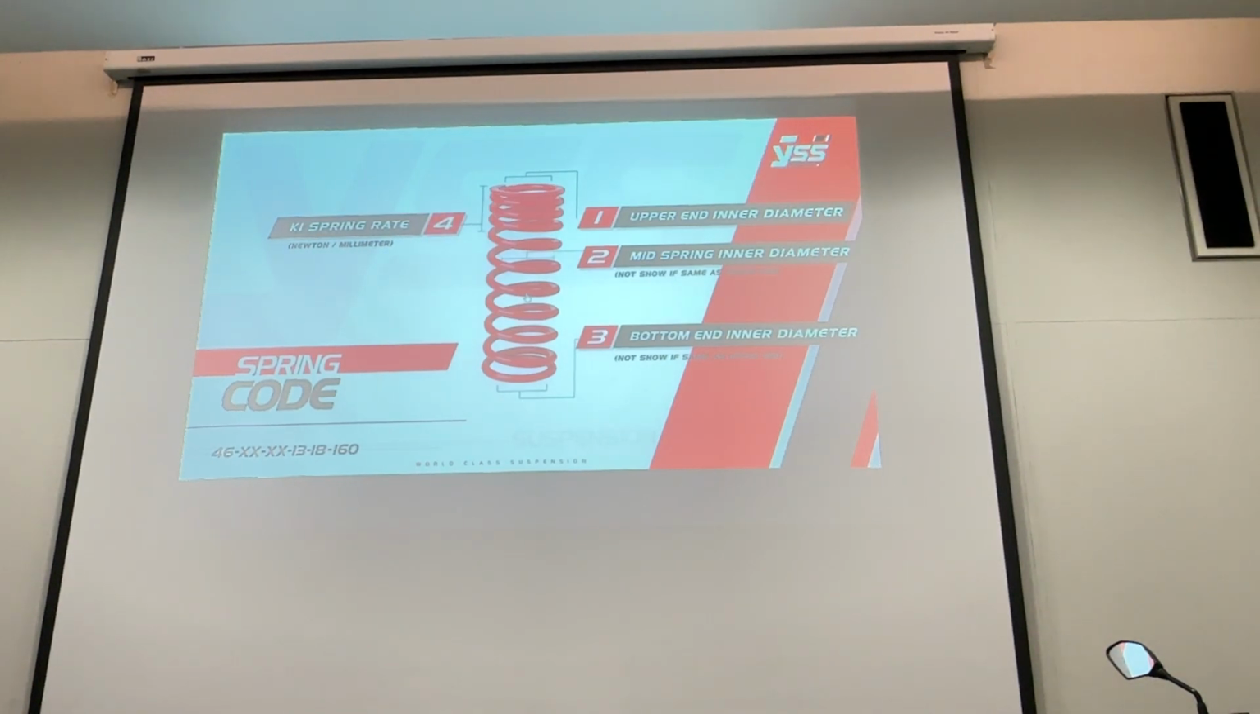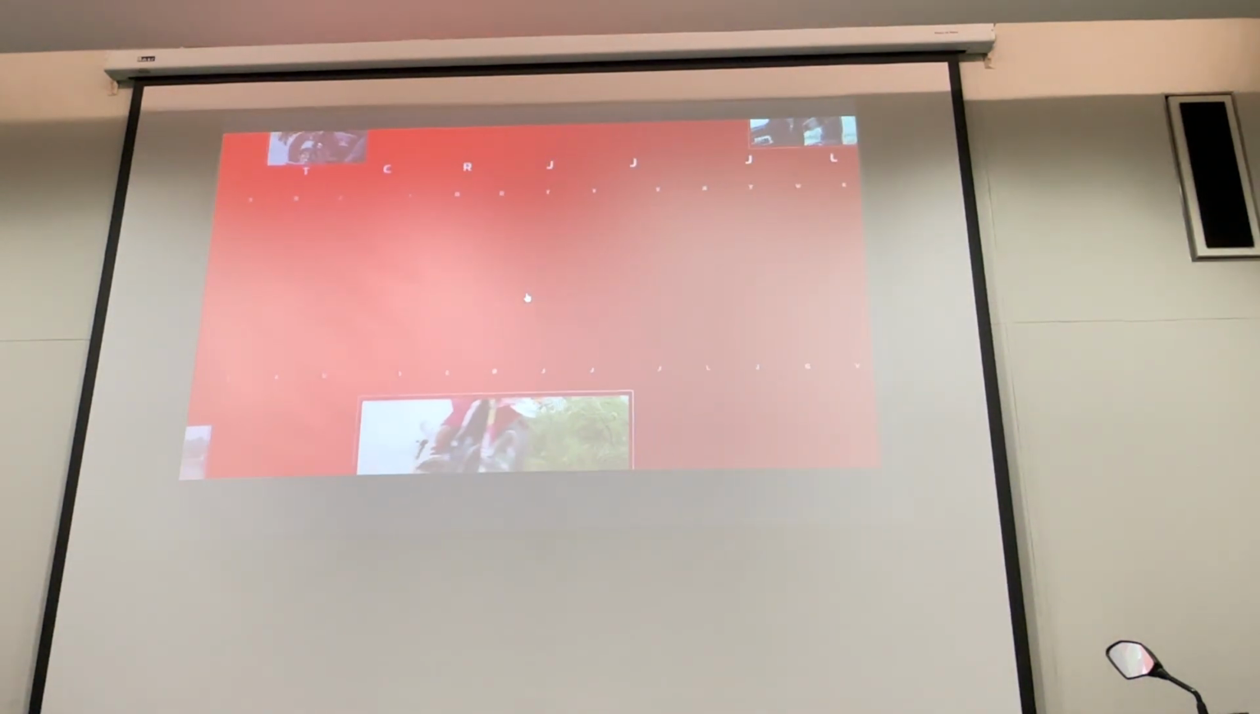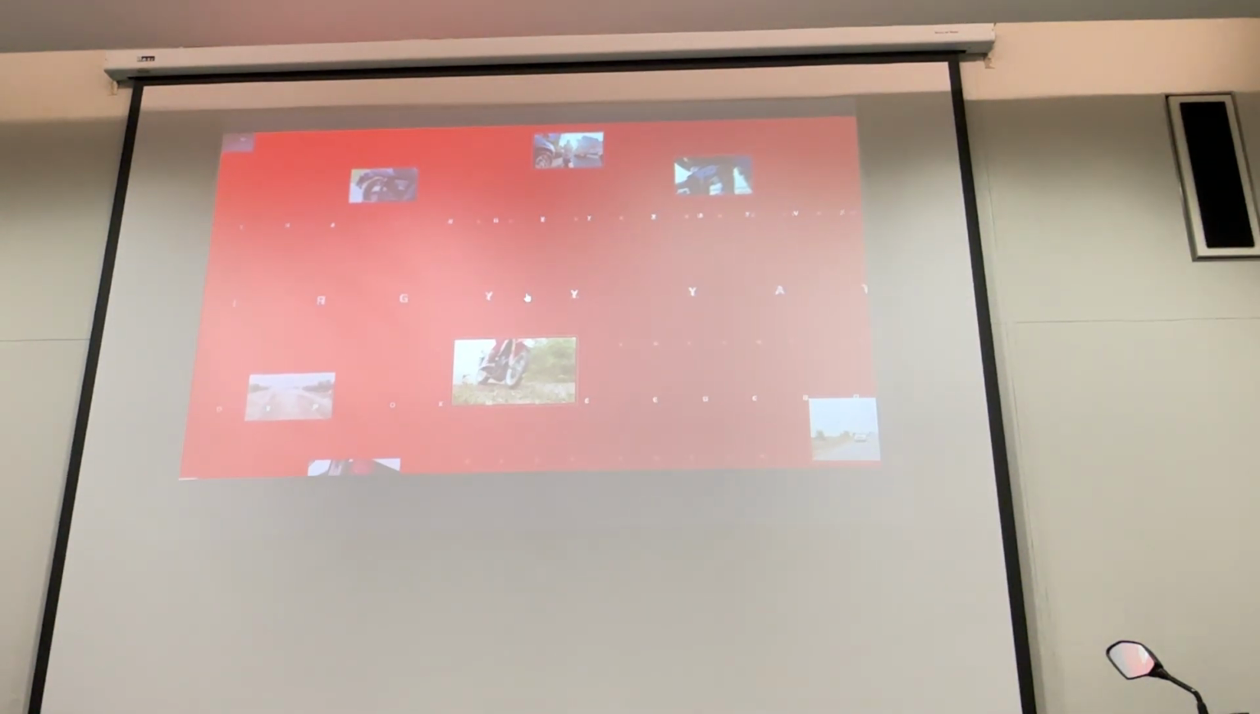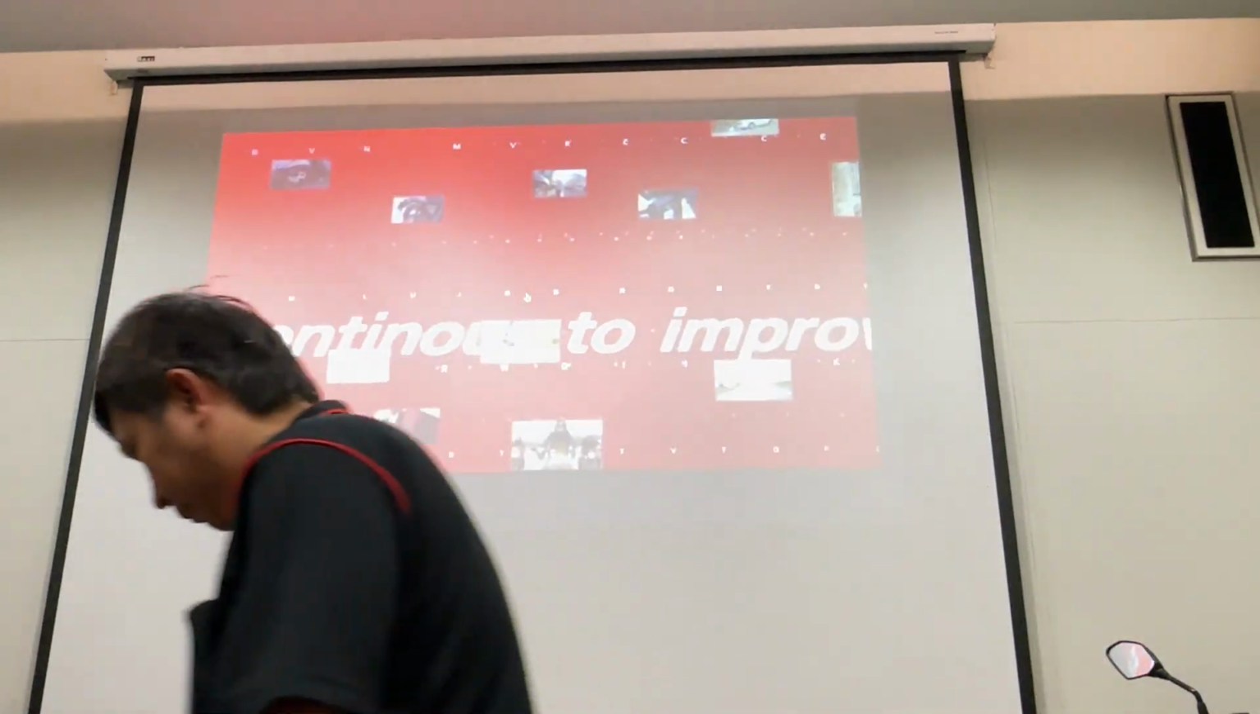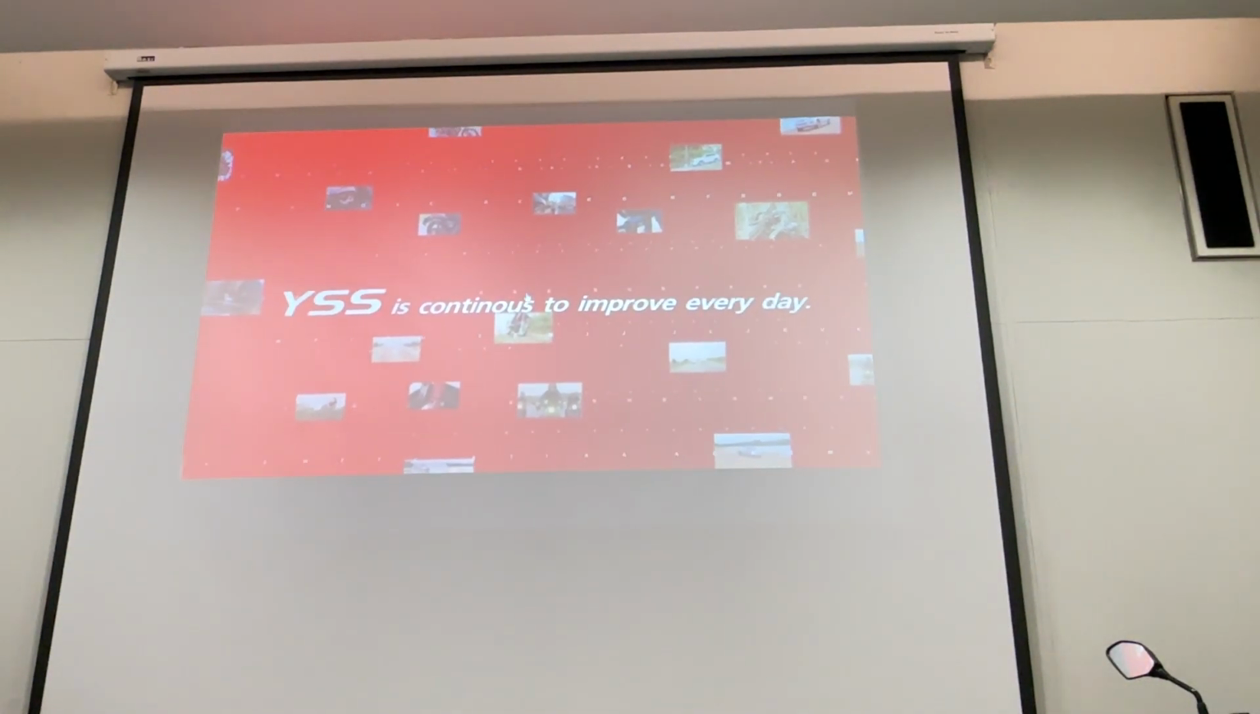Digit 4: K1 spring rate in Newton per millimeter, which is the spring hardness in the softer range. Digit 5: K2 spring rate in Newton per millimeter, the spring hardness in the harder range. Digit 6: spring's length. YSS is continuing to improve every day.